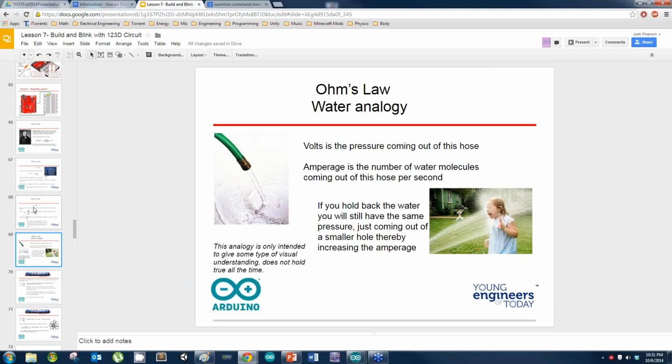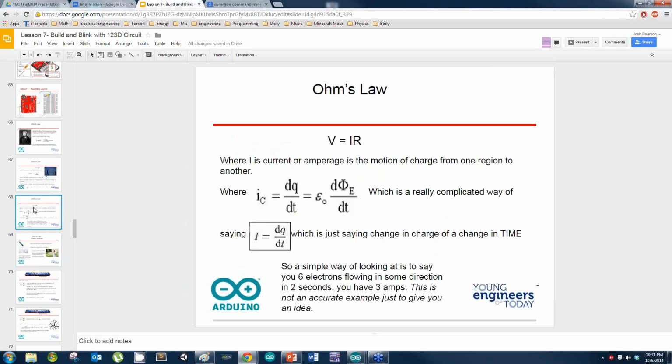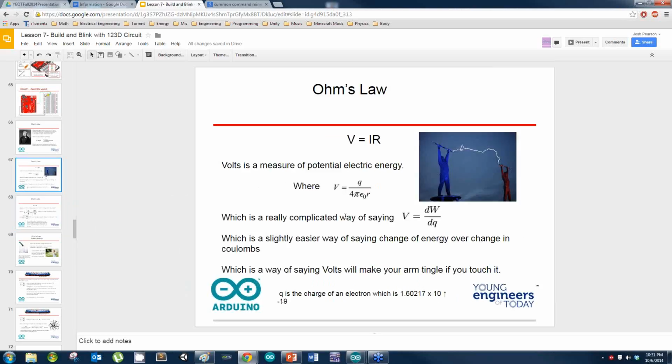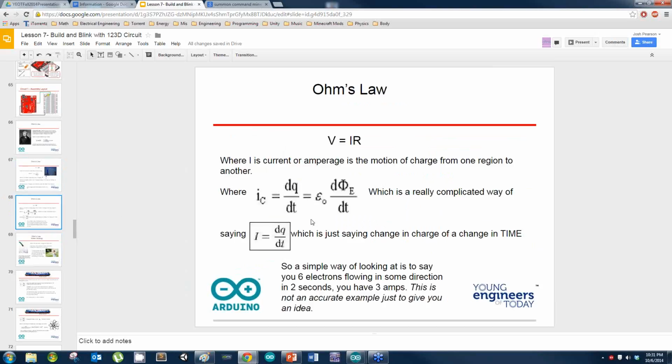I kind of think y'all can handle it, but the important thing to realize is two things. One, voltage is a measure of energy over coulombs, which is a charge. So it's a measure of energy over coulombs, while amperage is a measure of charge over time. Amperage is the only one which is dependent on time. Voltage is not.